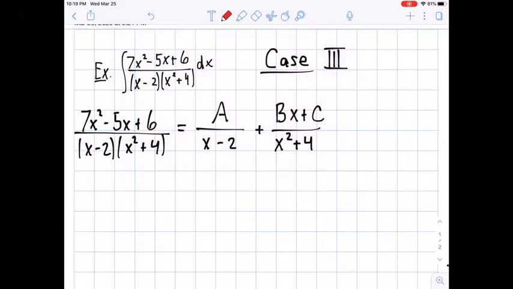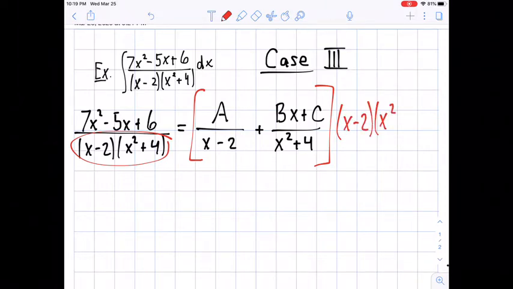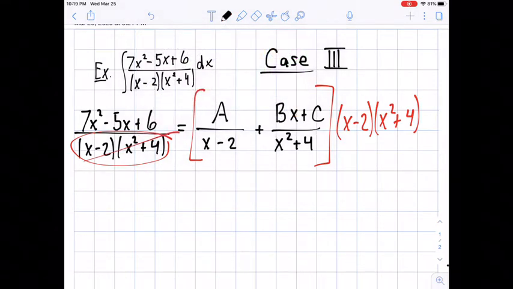We take this denominator right here, we multiply both sides by that denominator. So we're going to end up with, on the right hand side, we have multiplication by x minus 2 and x squared plus 4. So we're going to simplify this and see what we have left over. So that's gone from the left hand side, and what we end up now on the left hand side with is just going to be this numerator 7x squared minus 5x plus 6.